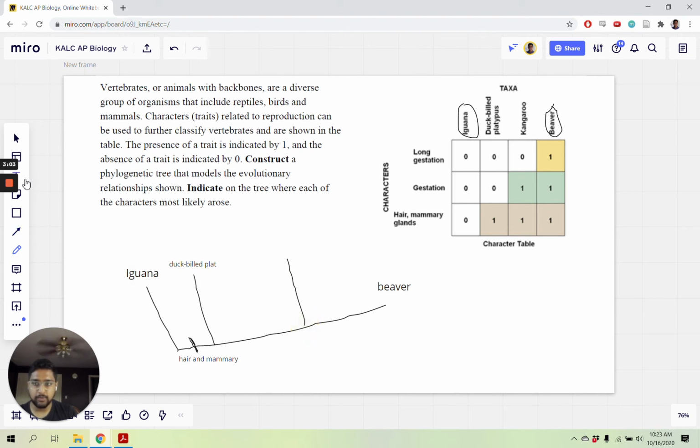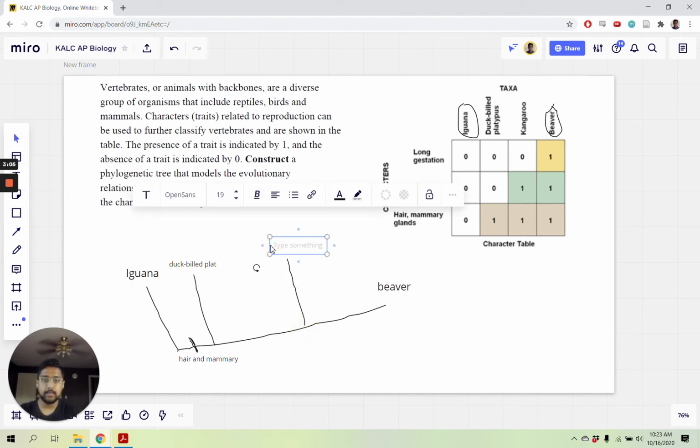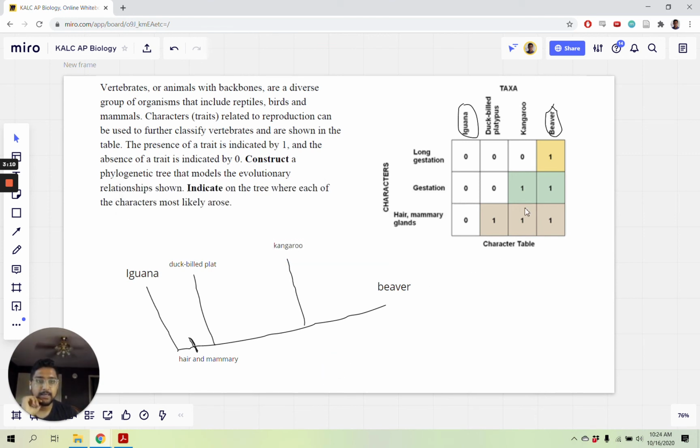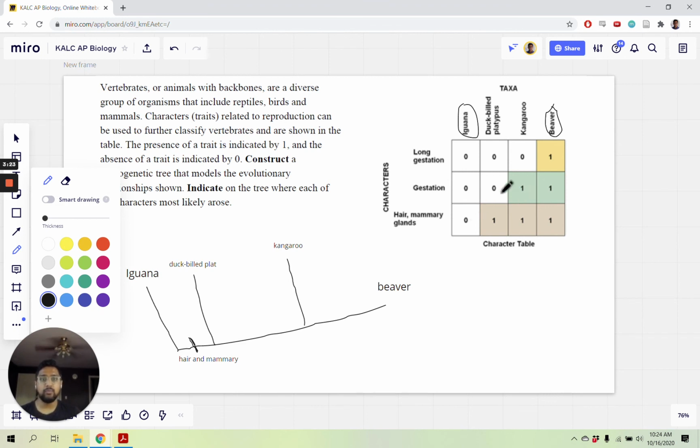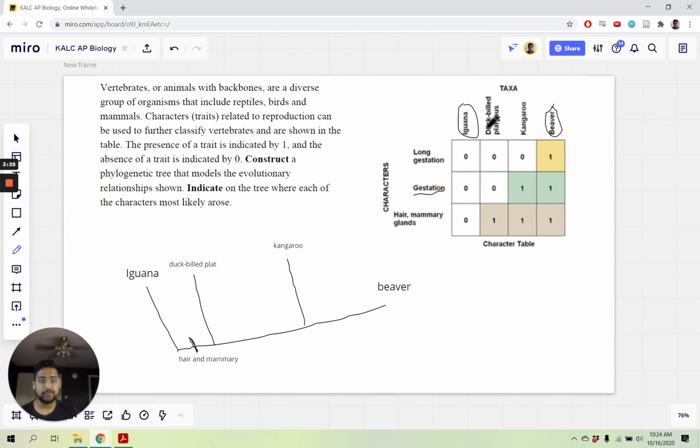So I know that the kangaroo is going to go between these two things. The way that I know that is because the kangaroo has closer characteristics to the beaver. It's got 2 out of the 3 things that the beaver has, so it's going to be closer to the beaver. And it also has the hair and mammary glands, and so everything that goes after it is going to have hair and mammary glands, so we're going to put that there. We also know that gestation evolves sometime between the duck-billed platypus and the kangaroo, so I can draw another line for a trait there, and then put gestation. There we go.